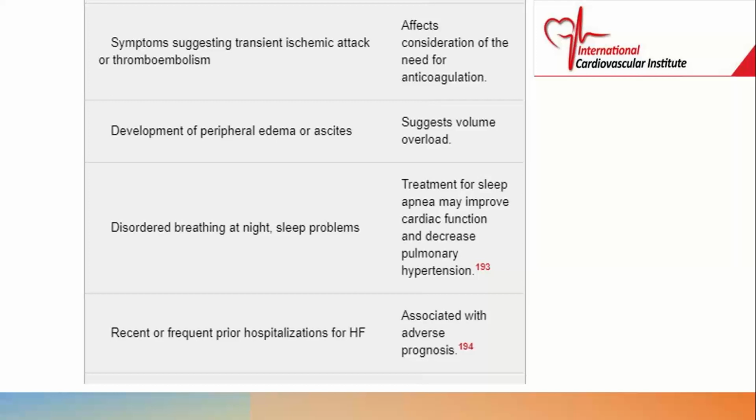Again, in the physical examination, you're going to look for signs of edema. If the patient is in bed all the time, you'll get that swelling in the sacral area. You might get even leg edema. What about disordered breathing at night? So remember, sleep apnea is fairly common in patients with heart failure. So you might get a history of the patient stopping breathing in the night or snoring quite a bit.